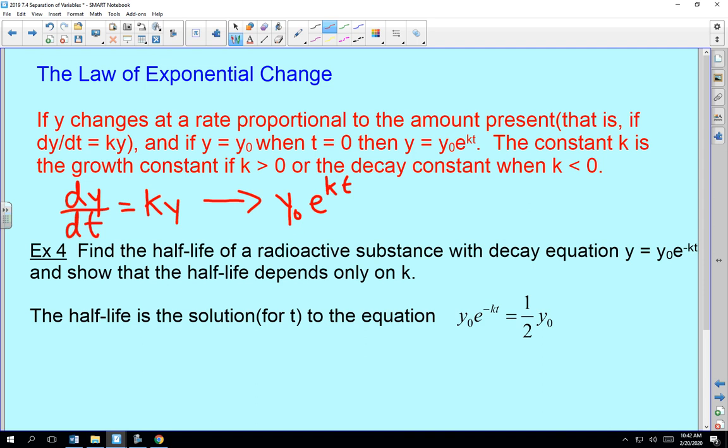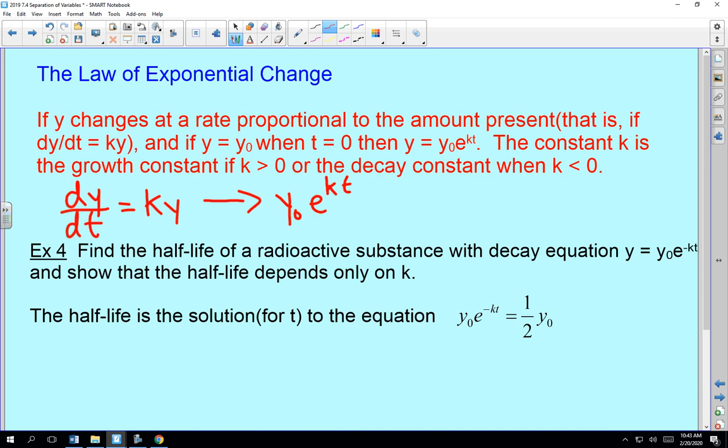Do you guys know what the half-life solution is to an exponential function of the form y equals y naught e to the negative kt? Isn't it like 1/2 y x minus 1? Something like that?